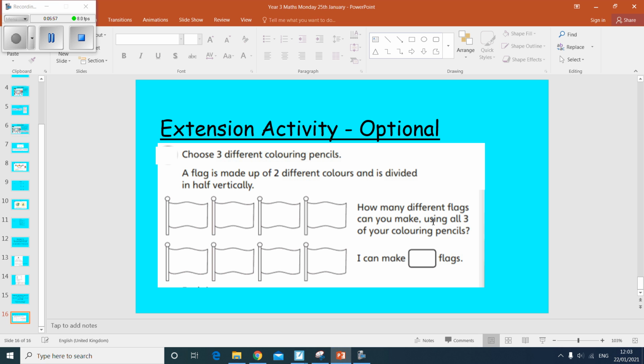So if you want to do some extension, this is an optional activity. If you don't have any colouring pencils, you could always write the letter of the colour, R for red, B for blue, Y for yellow. So choose 3 different colouring pencils, and a flag is made up of 2 different colours. So it says it's divided vertically. So vertically is downwards. Okay, so how many different flags can you make using all of your 3 colours? And just write down how many flags you could make with those 3 different colours.